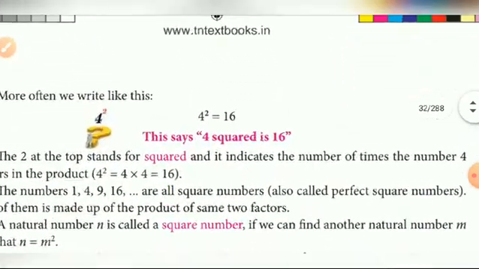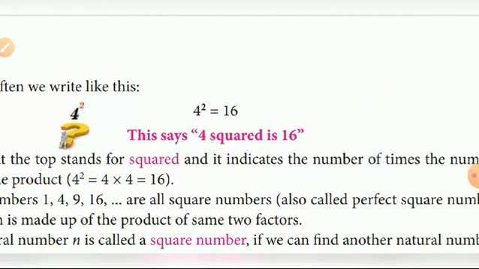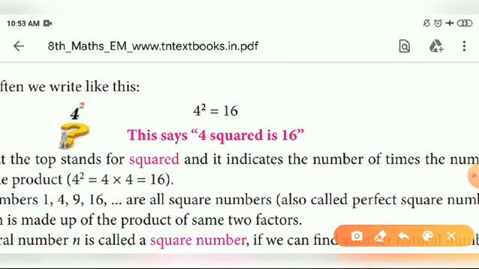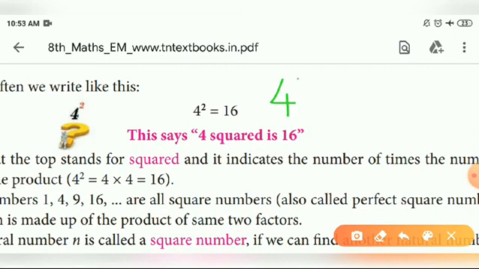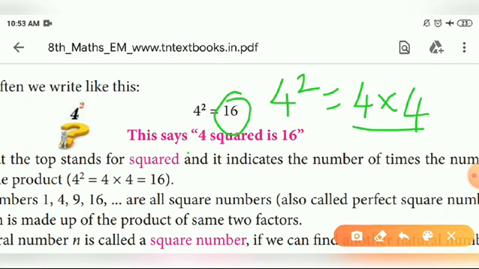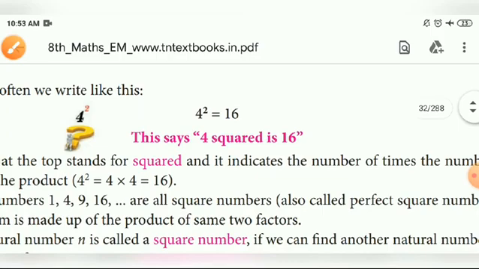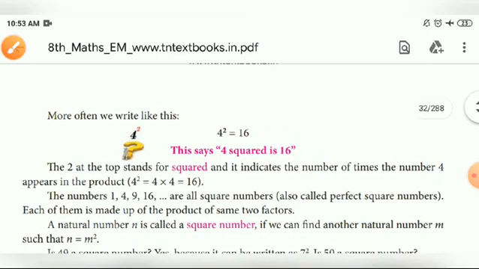Let's see another example. If 4 squared, what is the answer? 4 squared means you multiply 4 into 4, multiplying 2 times. 4 4s are 16. So 4 squared means 16. You read it as 4 squared is 16. Okay, do you understand the square number?